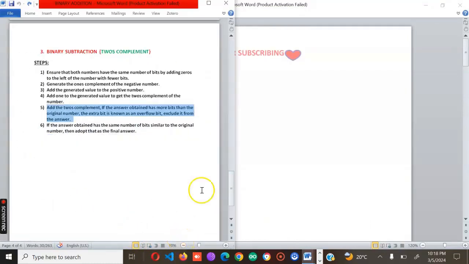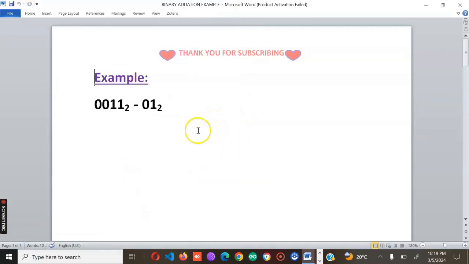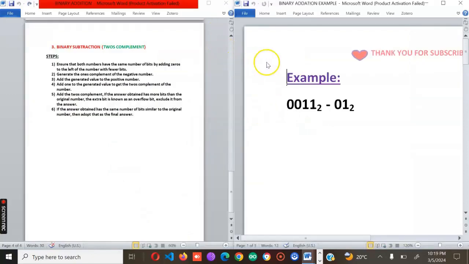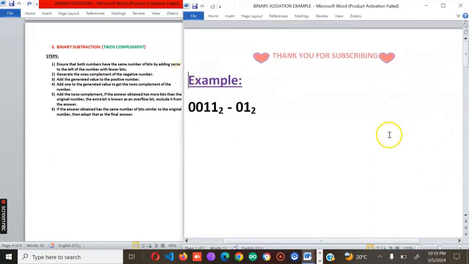Let me minimize this so that you can apply the same concept. I hope you are able to see the font. So, our scenario number one: we have 0011 and 01. Remember the rules? If the bits are fewer, you need to add extra zeros to the left. On this one we have 2 bits, where the other one has 4 bits. Let's try to do that.